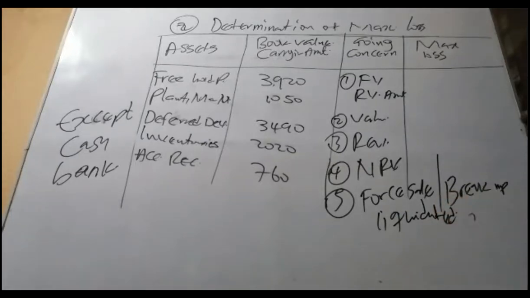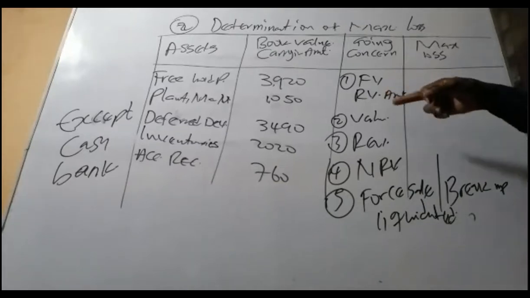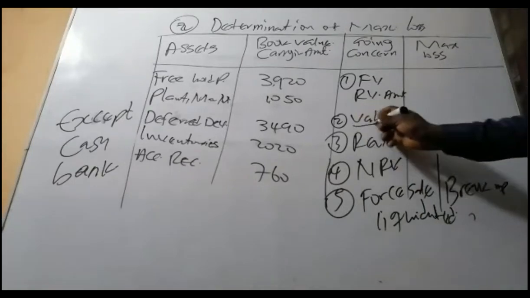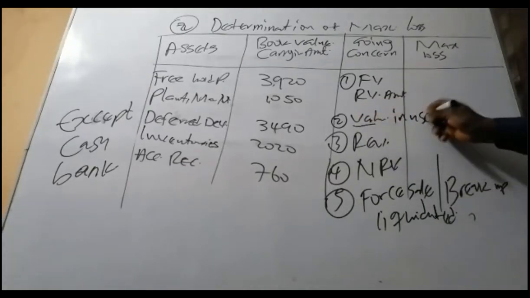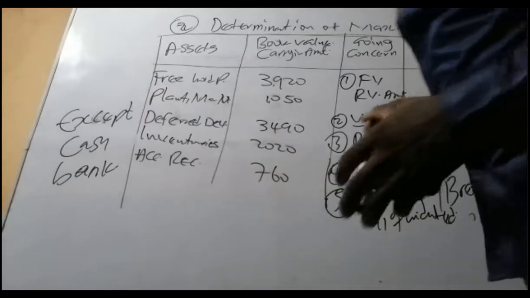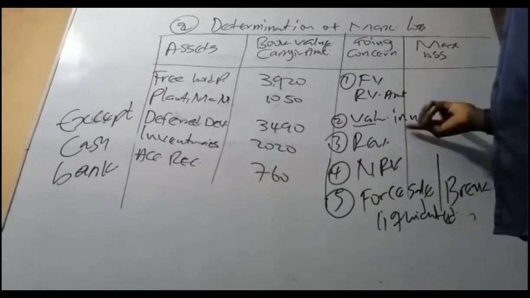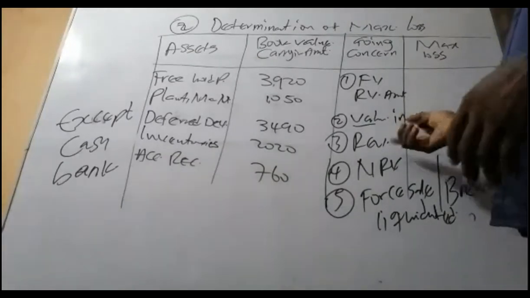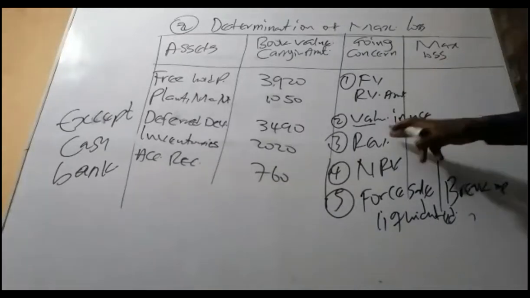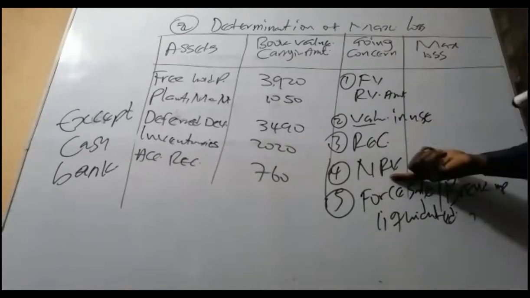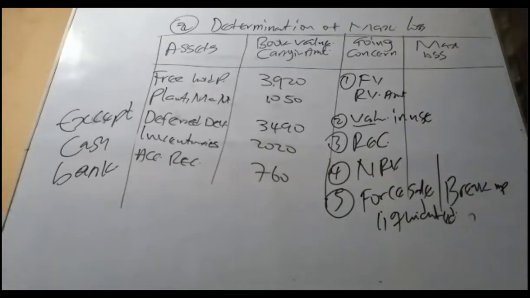But please, please again, if there's fair value there, select it first. The second one is what? Number two is value in use. The next one is recoverable amount. Then recoverable amount, NRV, for sale value, and then that is it.